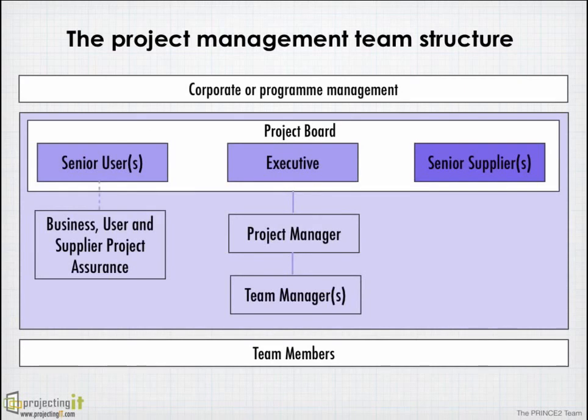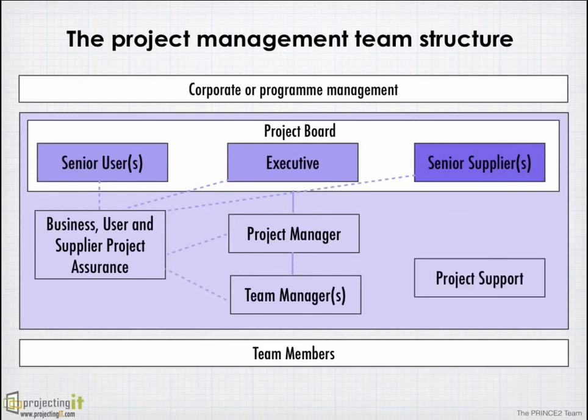The senior user can play the role of user assurance or can delegate user assurance to maybe his or her deputy. The business assurance can be played by CFOs or finance controllers, and they work for the executive and ensure project finances are managed and controlled. And the supplier assurance, they basically ensure that the senior supplier is adhering to the compliance as expected by the project teams and requirements.